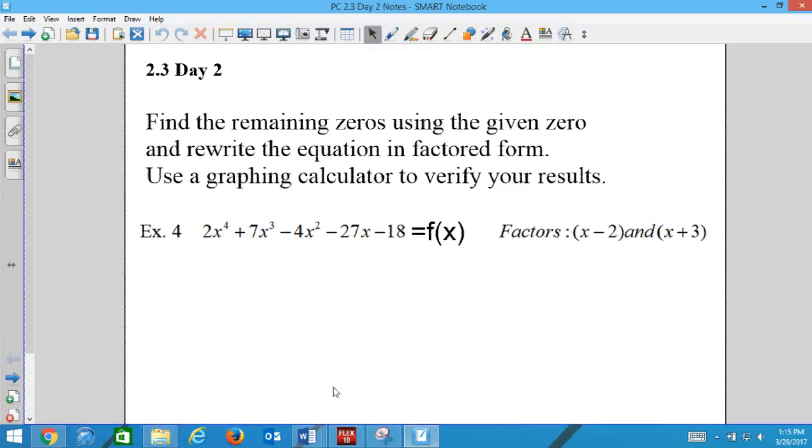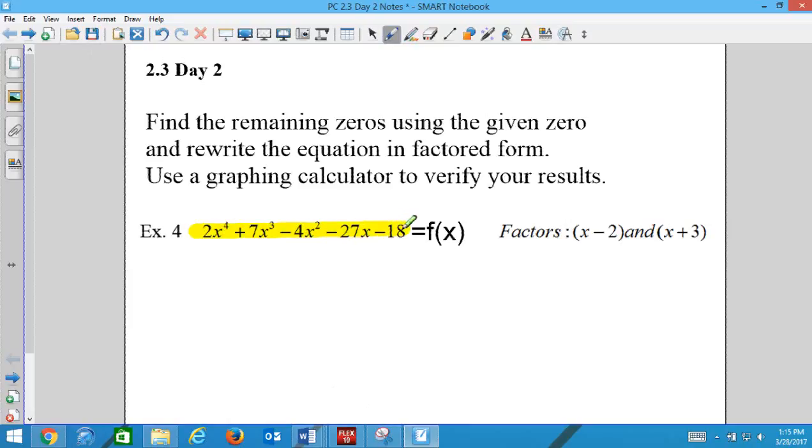This says to find the remaining zeros using the given zero or given zeros and rewrite the equation in factored form. So we're doing two things. We're finding all the zeros and we're rewriting the equation in factored form. You can use a graphing calculator to verify your results, but we're not going to go through that today. So we're just pretty much finding zeros and rewriting.